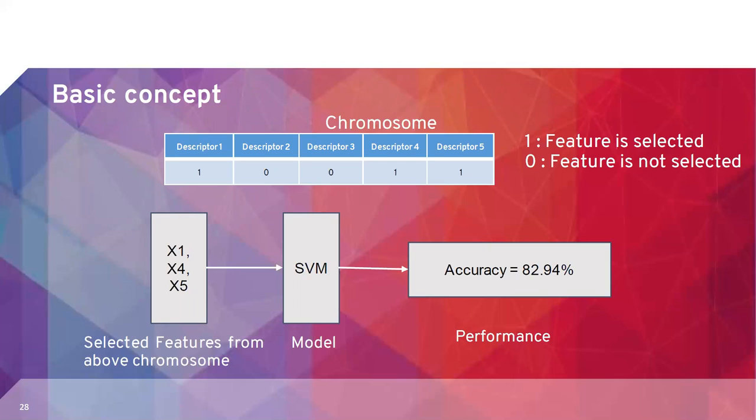The basic concept is, we have a set of descriptors. A given example has five descriptors. We can give one for a selected descriptor for a given example and zero for a descriptor which is not selected. So in this example, descriptors one, four, and five are selected. These selected descriptors can be sent to SVM, and the accuracy can be found out. Like that, in genetic algorithm, we start with a set of examples with different subsets of selected descriptors. And by using the principle of natural evolution, it evolves the final subset of attributes, which gives maximum possible accuracy.